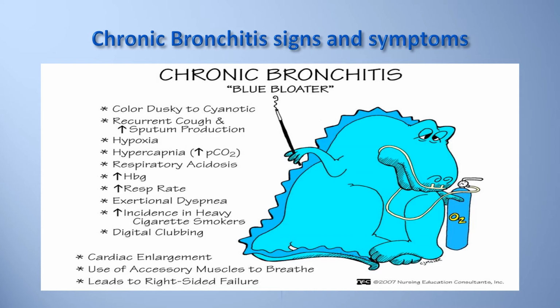So with chronic bronchitis, you have that blue bloater. A cyanotic color, a recurrent cough with increased sputum production, hypoxia, hypercapnia, respiratory acidosis. They will have an increased respiratory rate. There is an increased incidence of heavy cigarette smokers. You can see right here with my blue bloater picture, they're normally smoking. They can have digital clubbing. We're going to look for cardiac enlargement, use of accessory muscles to breathe, and this usually leads to right-sided heart failure.